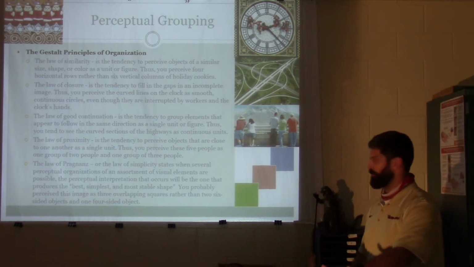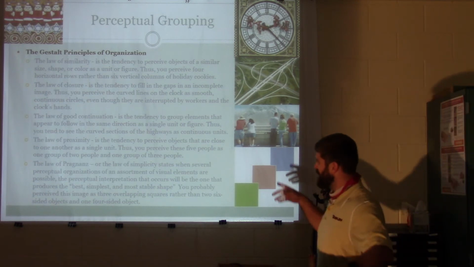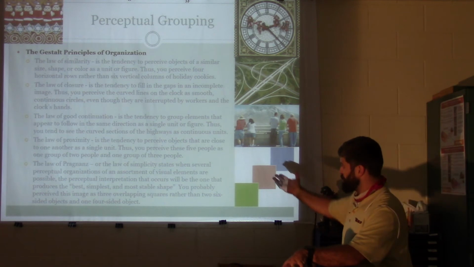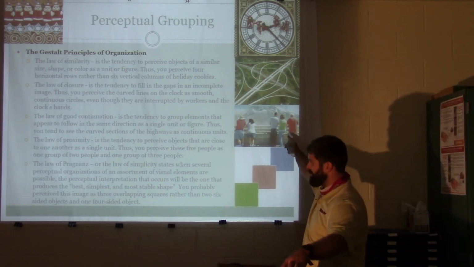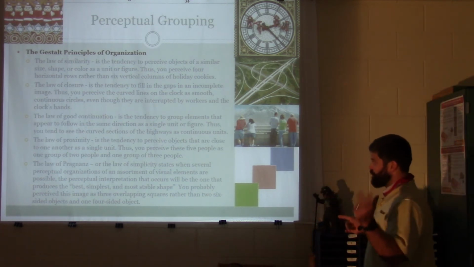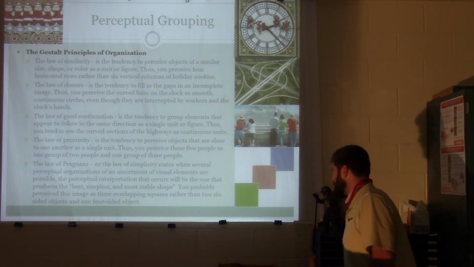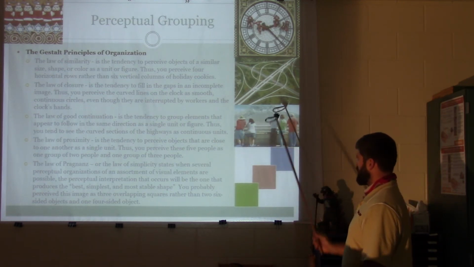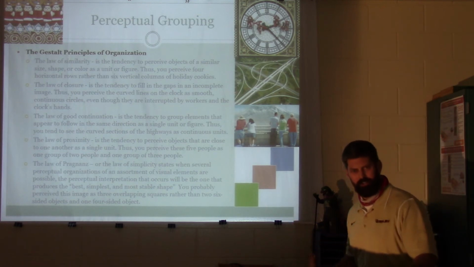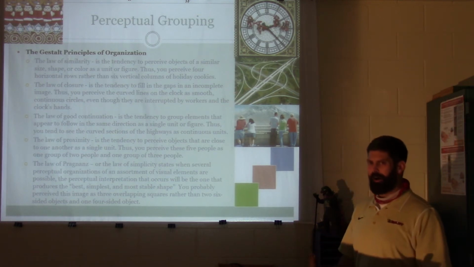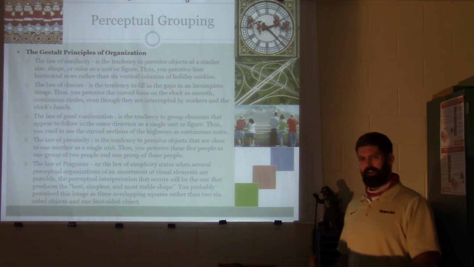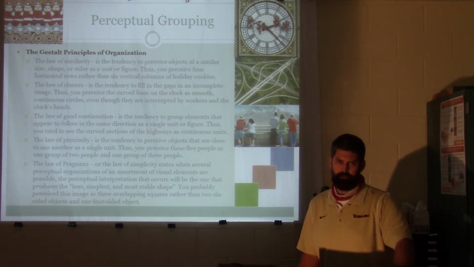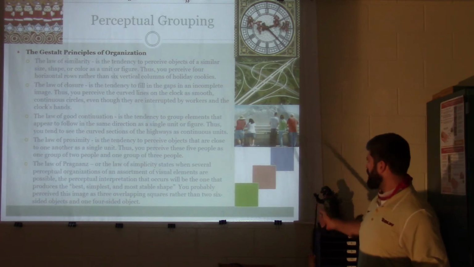they're probably grouped together. The law of proximity is the tendency to perceive objects that are close to one another as a single unit. Thus, you perceive these five people right here as one group of two people and one group of three people. So we have this group and this group. But we don't know that for sure, do we? But our minds, our perceptual tools that we have, say these two people are together and these three people are together.